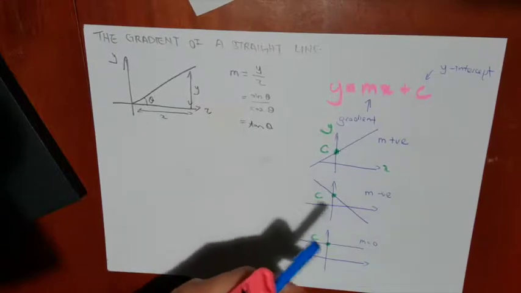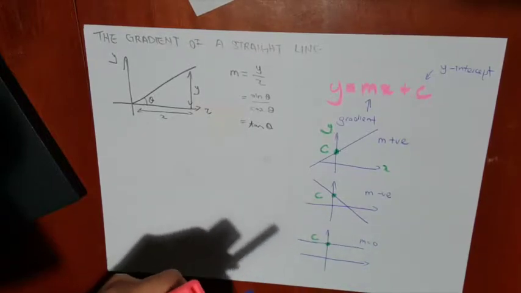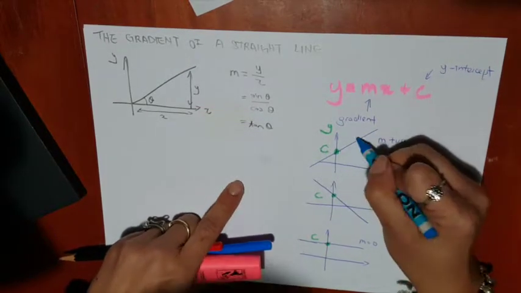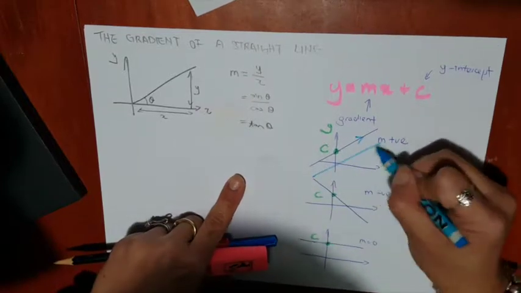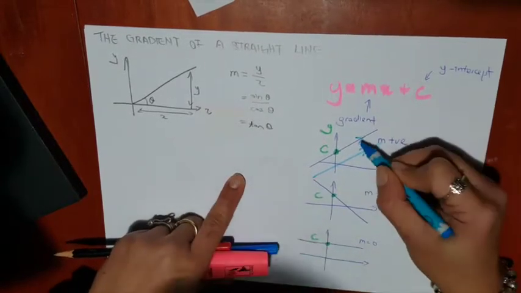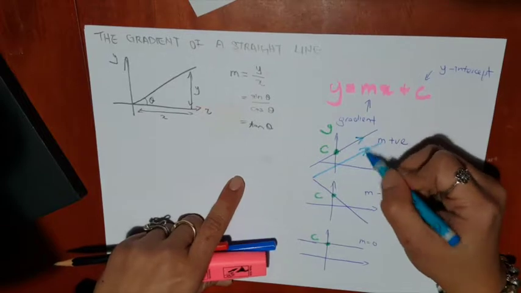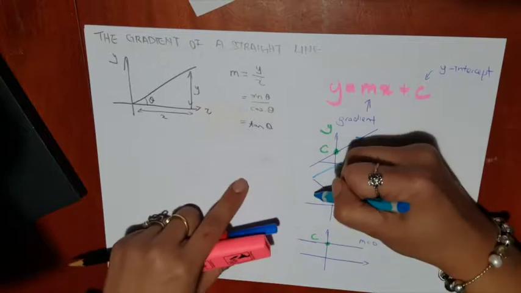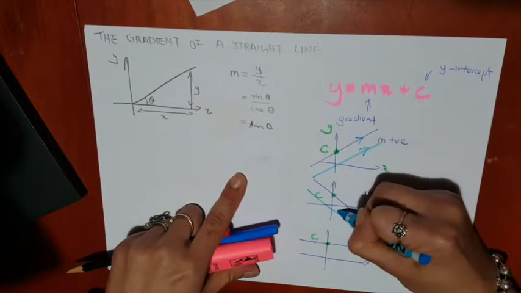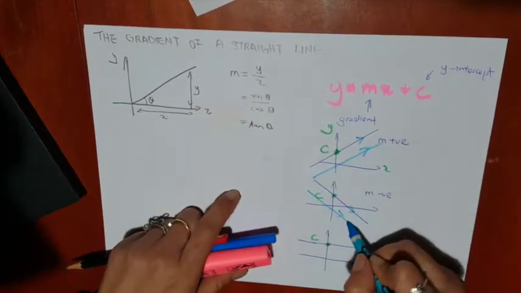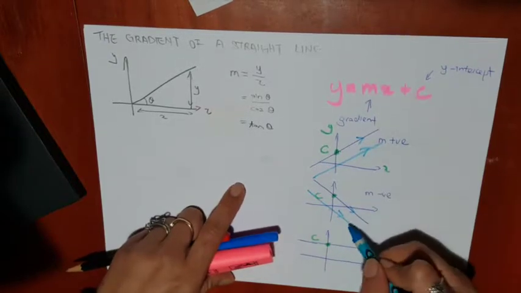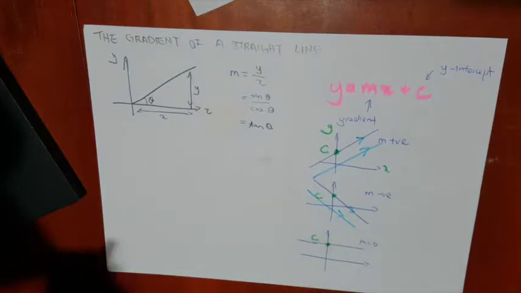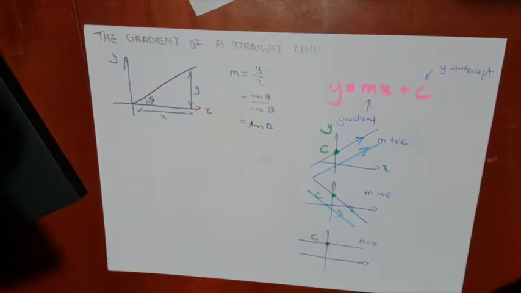So let's talk a little bit more about this. We'll talk about parallel lines. For this gradient that is positive, if there is another line that is parallel to this line, we will say that these two lines have the same value for the gradient. If we have another parallel line that goes here, this will also be a line with a negative gradient and they will have the same negative value. Does that make sense?